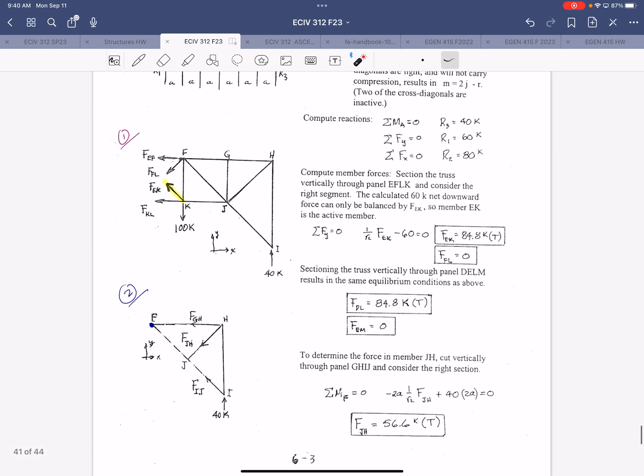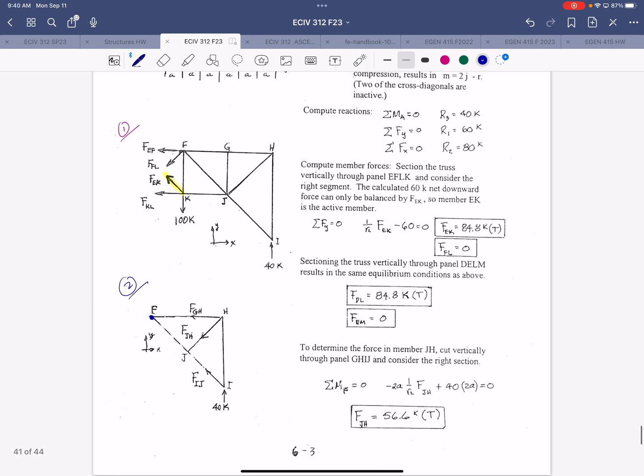All right, so using that approach, again, you can find that FJH is equal to 56.6 kips in tension. Questions? All right.